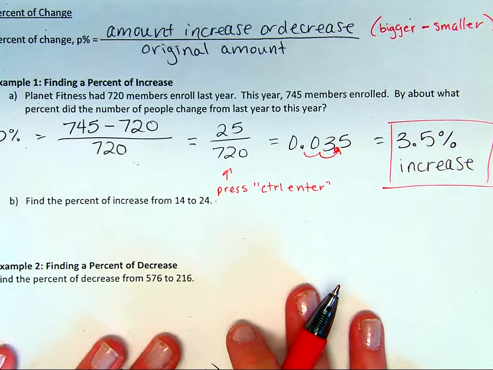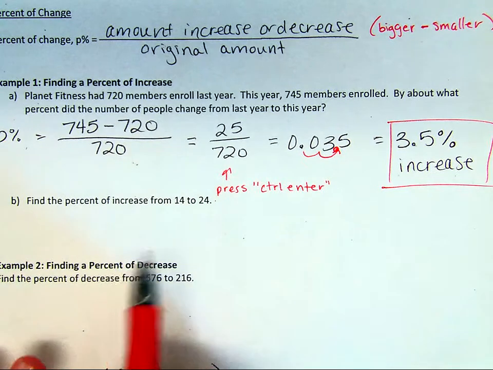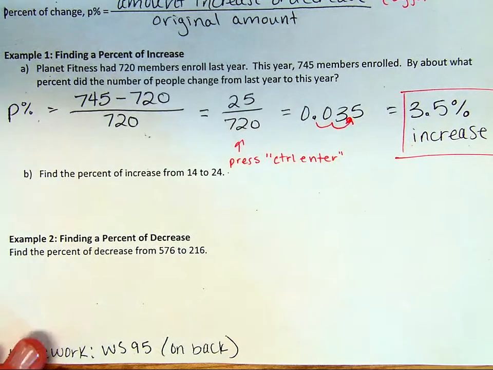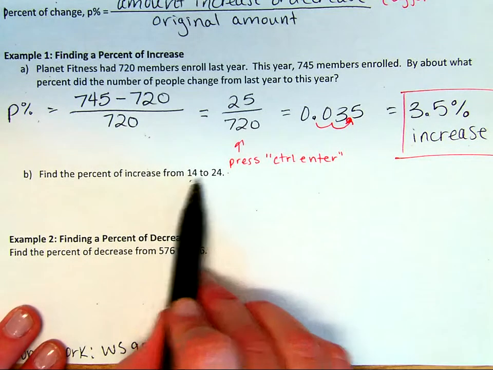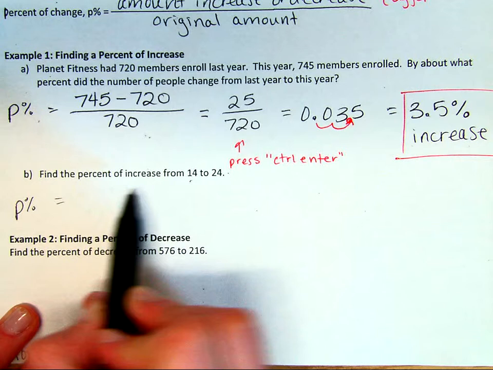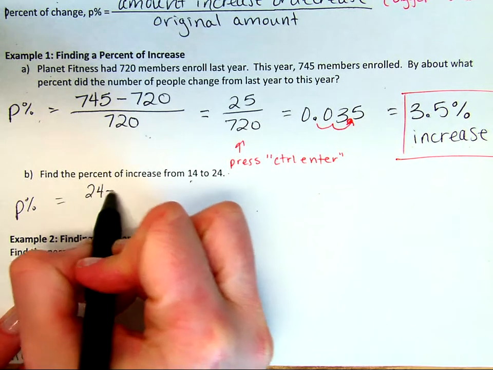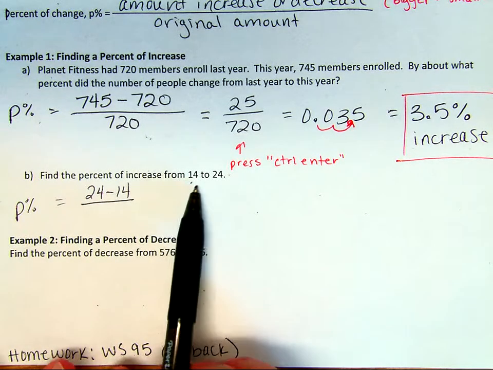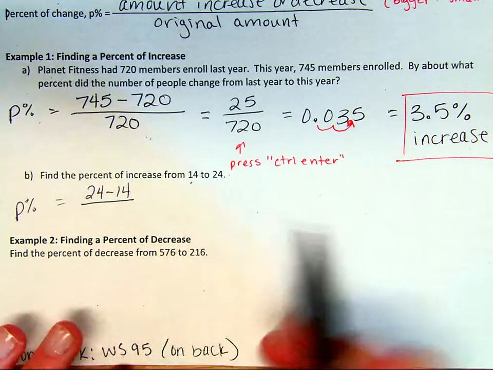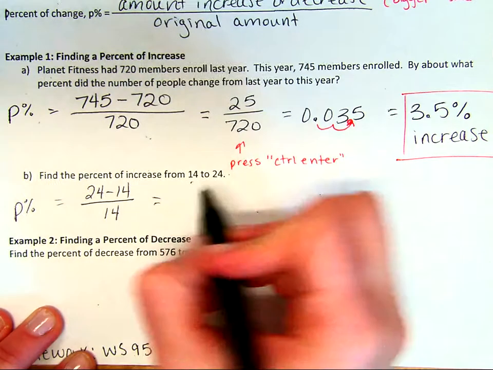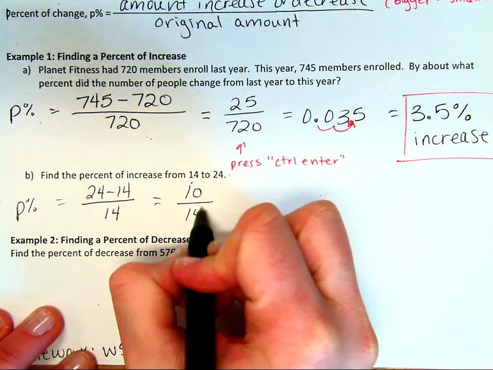Okay, next one says find the percent of increase from 14 to 24. Okay, so this is a completely different problem. I want to see what's the percent of increase from 14 to 24. I'm going to use the same formula. So remember, do bigger minus smaller, so 24 minus 14 over the original. Now the original is the first number. So from 14 to 24 means it started at 14. So that's going to be our original. Then I'm going to do 24 minus 14. That's 10 divided by 14.